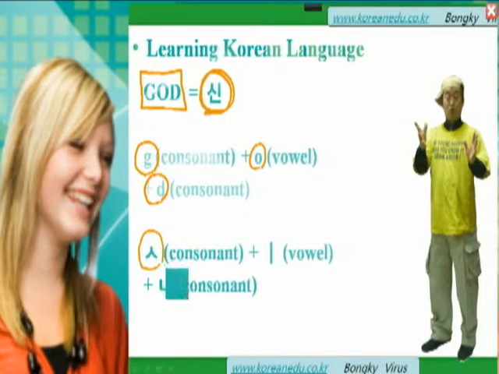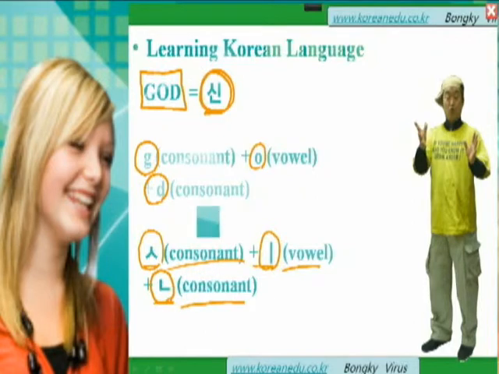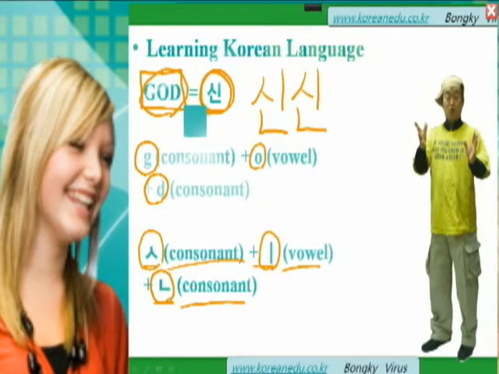시옷, consonant, E, vowel, and 니은, consonant. These three Korean alphabets compound together and make Shin. When you write it, it goes this way. Shin. One more time. Shin. Do you see the similarity? The English language and the Korean language work the same way. All the sounds get together and make one meaning. I'll show you one more example.